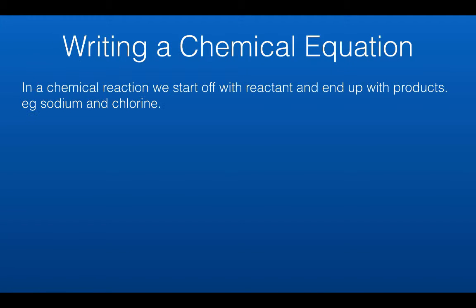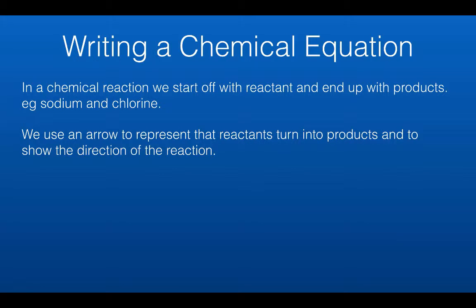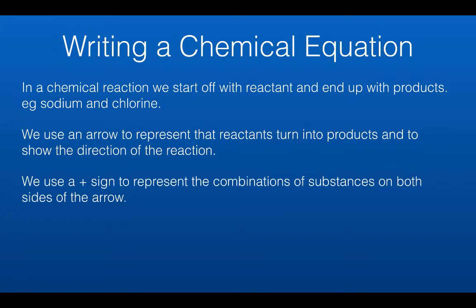Writing a chemical equation. In a chemical reaction, we start off with reactants and we end up with products. Example, sodium and chlorine will be our reactants, and a product would be sodium chloride. We use an arrow to represent that reactants turn into products and to show the direction of the reaction. We use a plus sign to represent the combinations of substances on both sides of the arrow. Hence, reactants equals products.